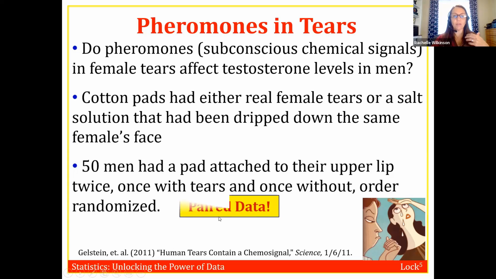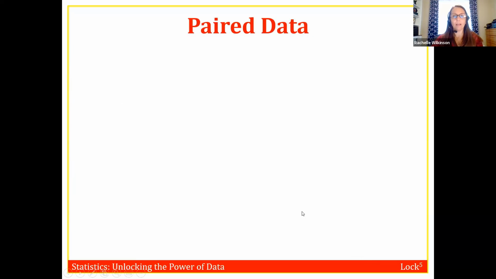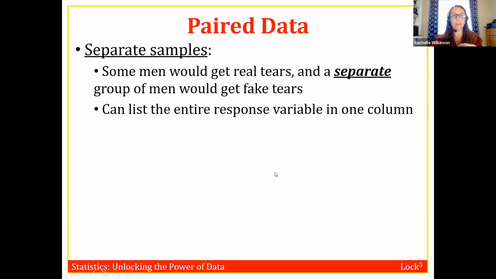levels. So this is an example of paired data because the same men got both treatments, right? The same men got both real tears and fake tears. So this is a paired data study. And as we mentioned, our response variable is going to be the testosterone level. All right, so before we look at that study, though, we're going to see if we can identify paired data versus not paired data. So here's kind of a way with that study to show how it might be different.